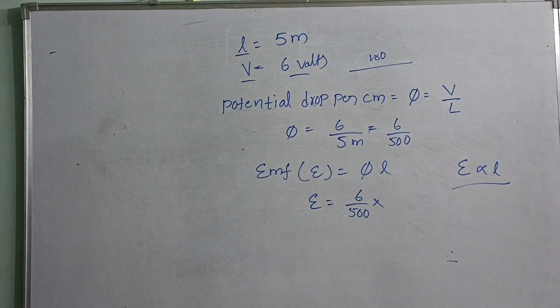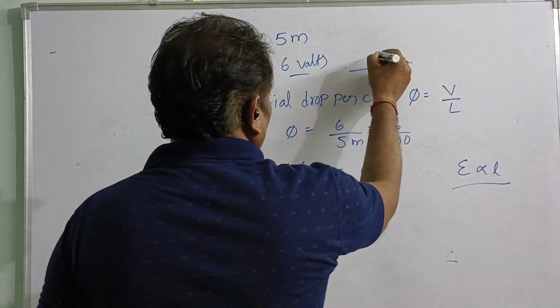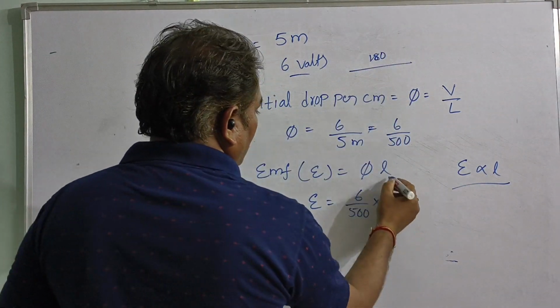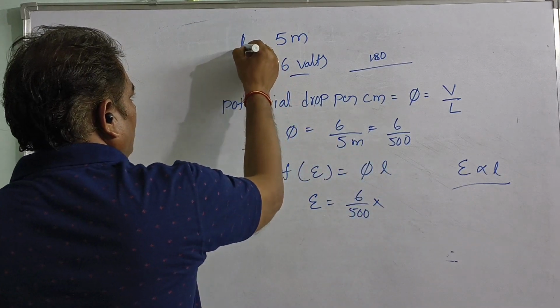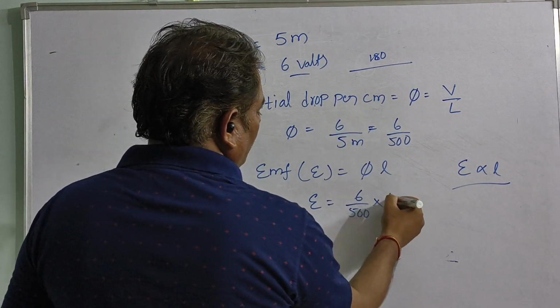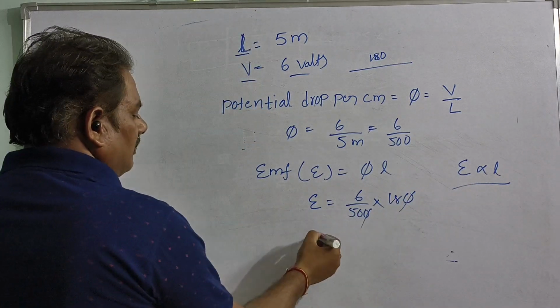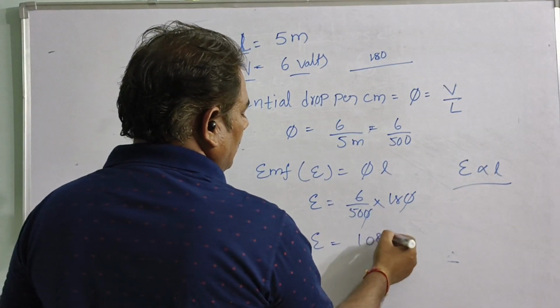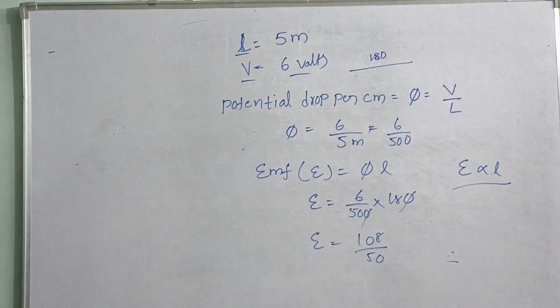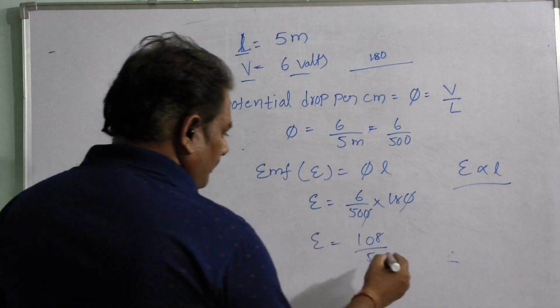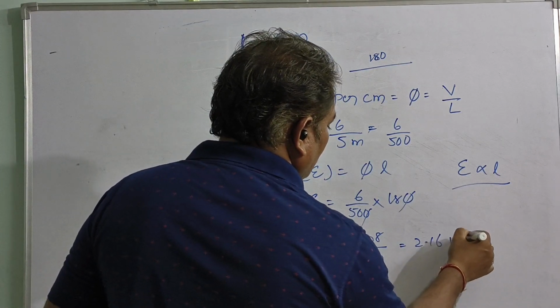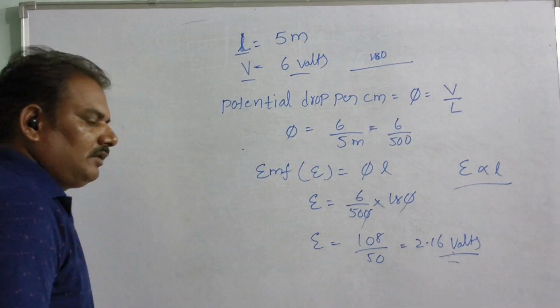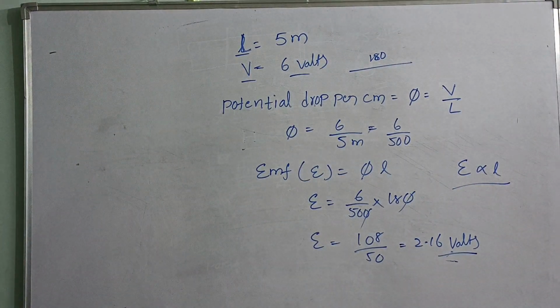Find the EMF of a cell which balances against a length of 180 centimeter of the potentiometer wire. So 180 centimeter is the balancing length. Take capital L here, and this is small l. So that is 180, cancel out. So E is equal to 108 by 50, that equals 2.16 volts. So this is also an important problem, and you should observe it once.